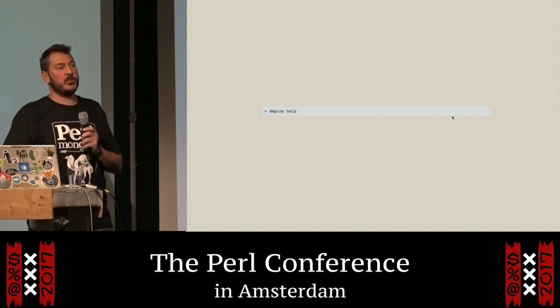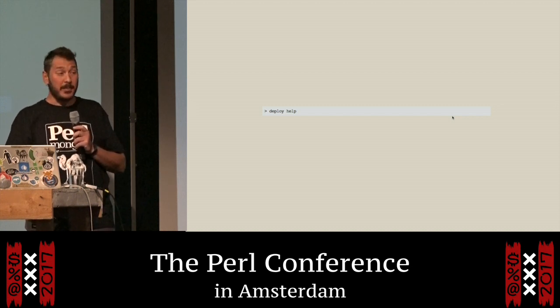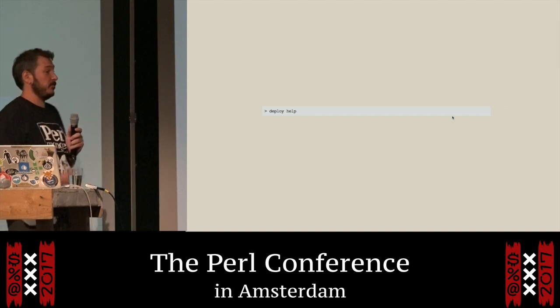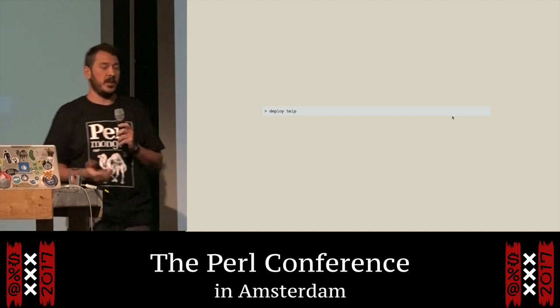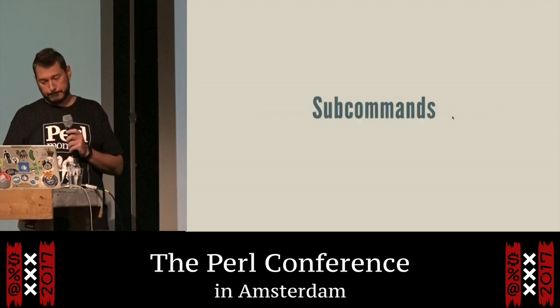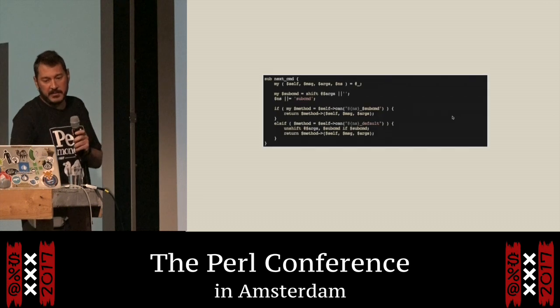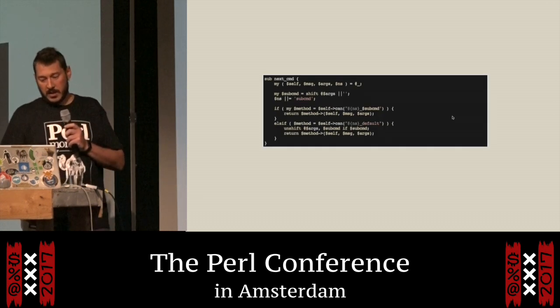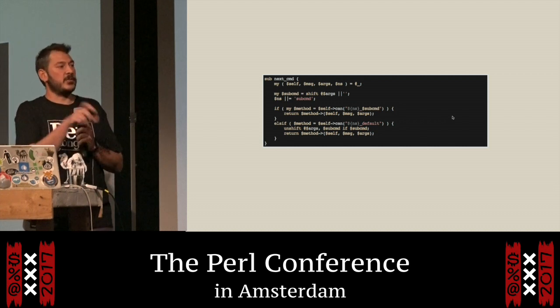What happens if I have a subcommand? Because this help is not an application. So if I say deploy help, I don't want to deploy anything. I want help on deploy. So, well, this can be fixed. So I added subcommands. Subcommands is just a new method on the role. And it will redispatch to the second one.